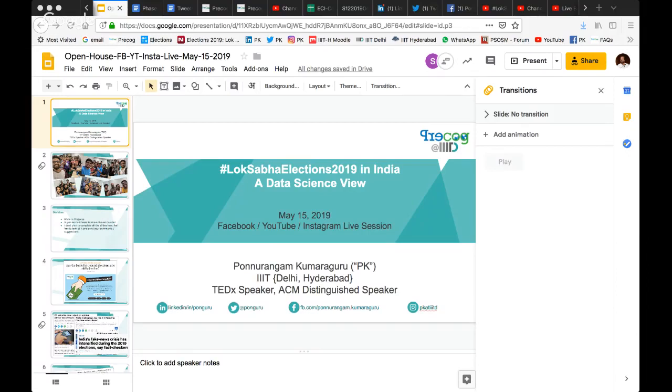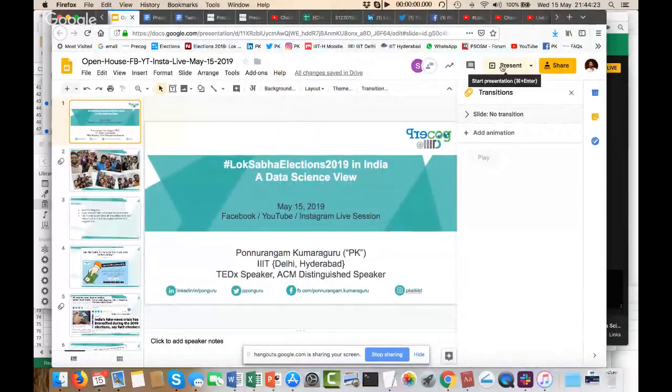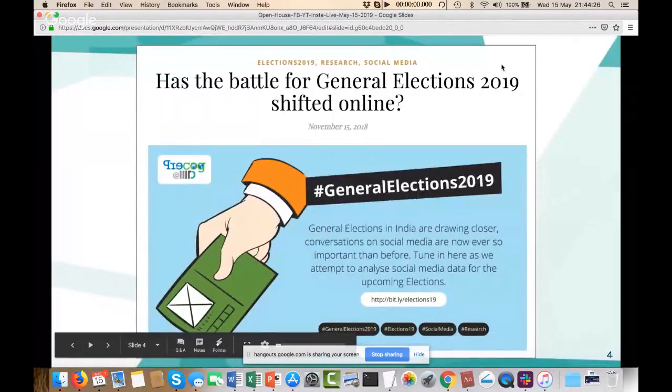Okay. So it is possible because I think it is just showing the Firefox slideshare window. Okay, let's do something. Let's start the screen share again. I will share my entire screen. Now you should be able to see the slide. Saurabh, can you tell me if the slides are on the screen, titled The Battle for General Elections 2019 Shifted Online? Yeah? Okay, cool.